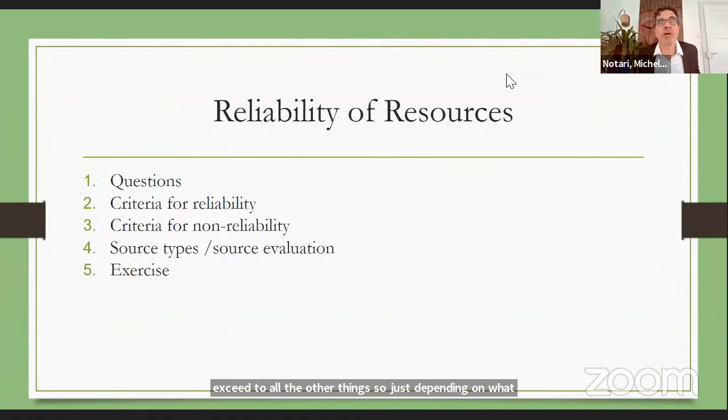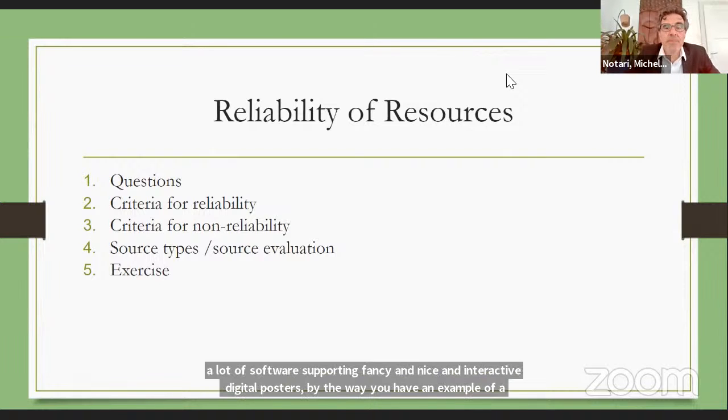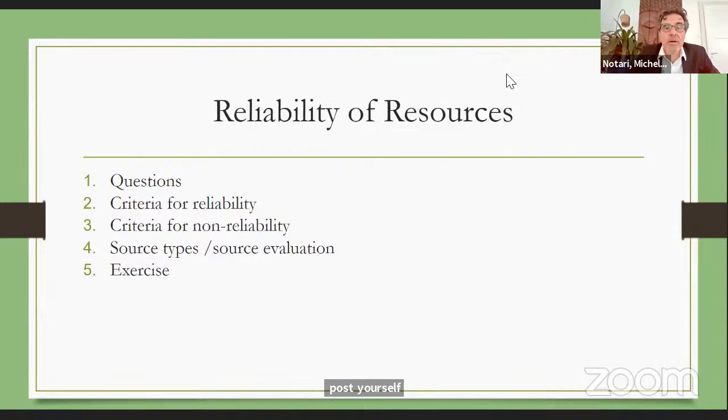The poster, of course, cannot be part of a Google Docs, because usually posters are presented in different formats, and for digital posters, there is a lot of software supporting fancy and nice and interactive digital posters. By the way, you have an example of a digital poster also on Moodle, published on session 2, so you can just follow up there. The software you use for the poster is up to you. Yeah, one folder is fine. Is that okay? Did I answer your question? I don't know who asked the question. It was Christopher. Did I answer your question?